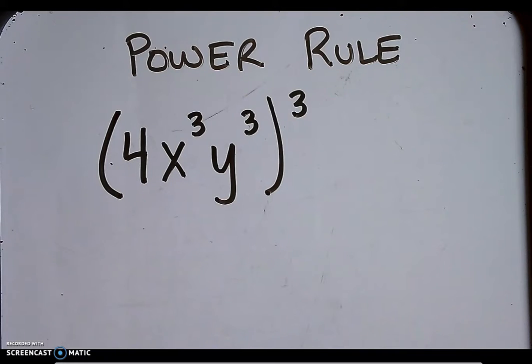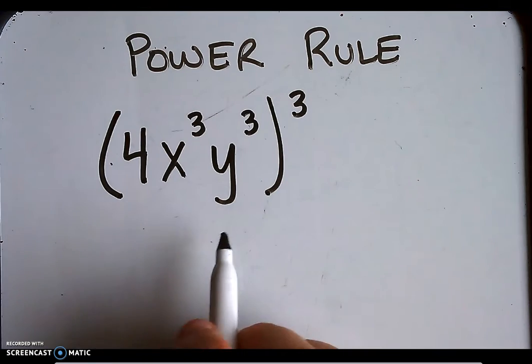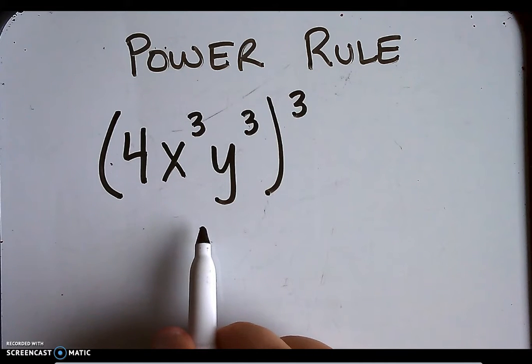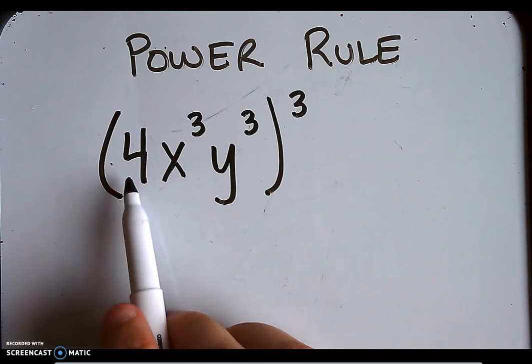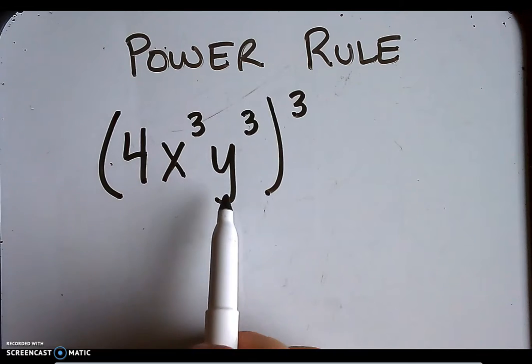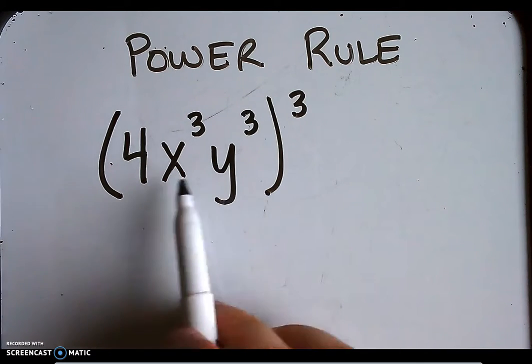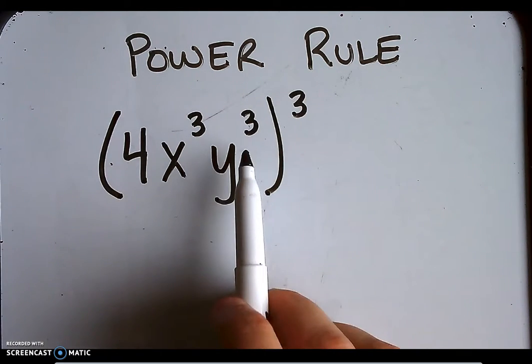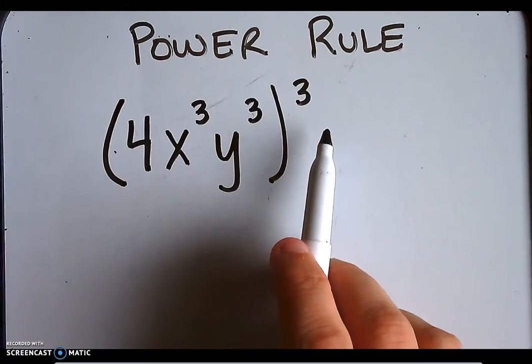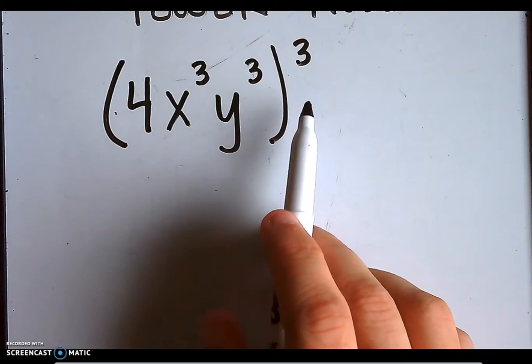For this second video of the power rule, what I want to show now is when I have more than one base that's in the parentheses. In this case here, we're following the same steps still, saying that when I have 4 times x to the third times y to the third, and that whole quantity to the third power, again, what that really means is that it's this entire thing 3 times.